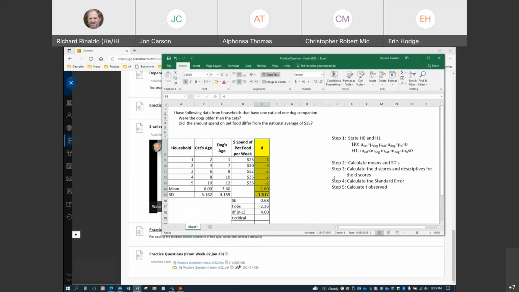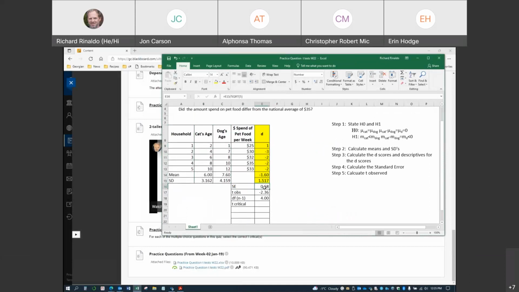Calculate the difference scores. Then I calculate the standard error, which is the standard deviation over the square root of n. Calculate my t observed for my paired means t-test. My degrees of freedom, which is 4. Then I'm looking at my t critical.